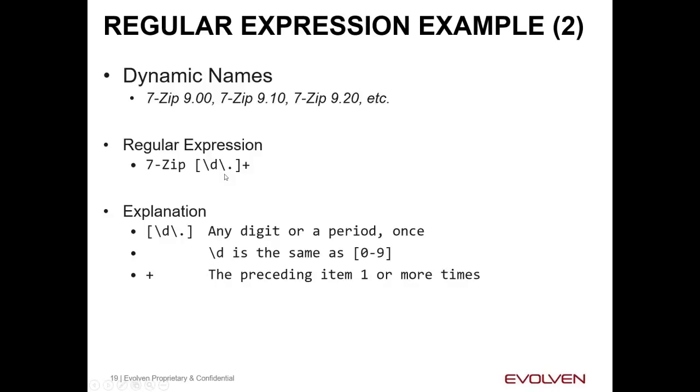I've used a fairly simplistic version. But the idea here is that we're simply saying that any combination of numbers and periods, one or more of them, qualify. So even 7-zip 9 would qualify, by the way, or 7-zip period would also qualify. We may not want that, but those would also qualify in this regular expression.